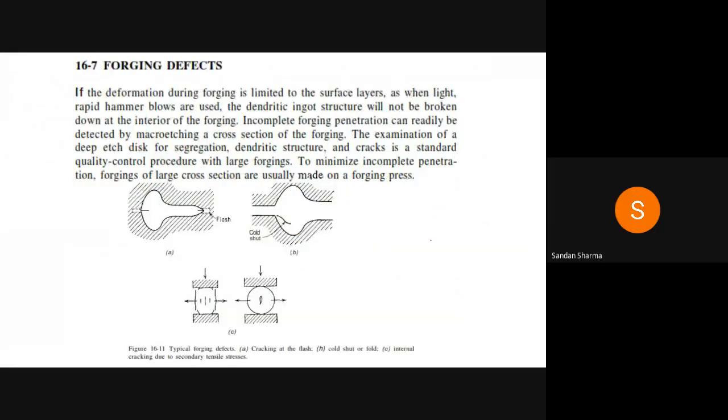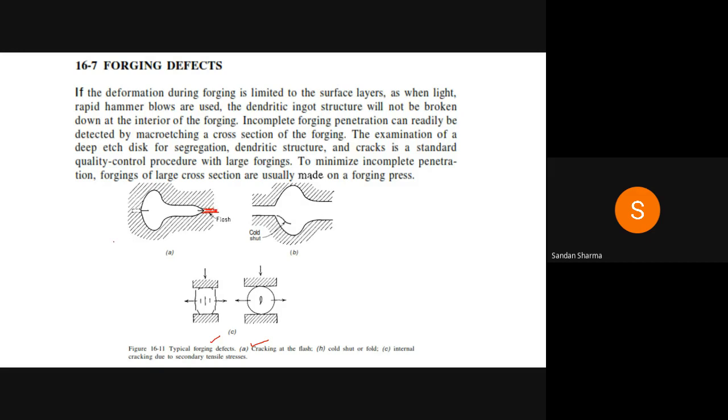Yes. So then we'll see the forging defects. There are several types of defects you can have in your forging, because you are applying pressure somewhere and it is getting deformed somewhere else. In that condition, inhomogeneous pressure and stress distribution will be there. So mainly three types of typical forging defects have been found. First one is cracking at the flash. That flash you are giving to let the extra material flow.